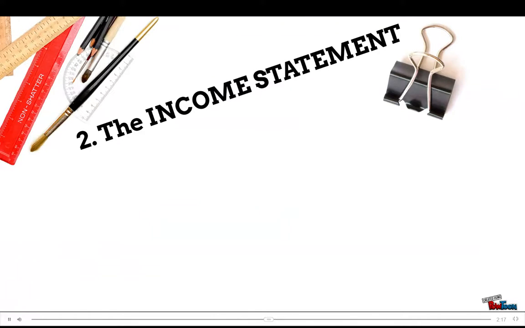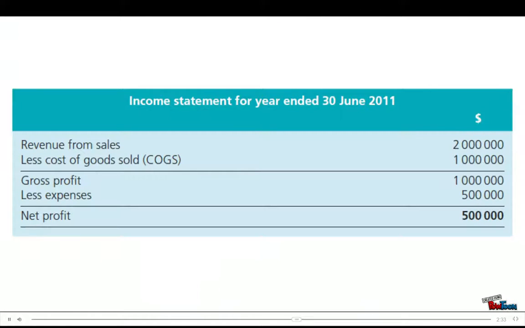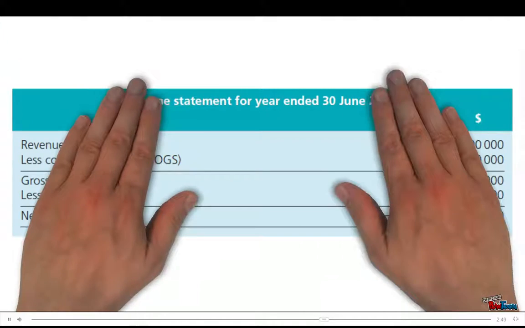Next, we have the income statement. The income statement, also known as the profit or loss statement, shows all of the income received and all of the expenses incurred by the business over a period of time. The income statement differs from the cash flow statement as it only has 5 categories. We start with the total revenue from sales, then minus the cost of goods sold. This gives us the third category, which is gross profit. We then take this gross profit and subtract expenses, and we're then left with total net profit for the year. Remember, however, that if this number is negative, the business has made a loss.